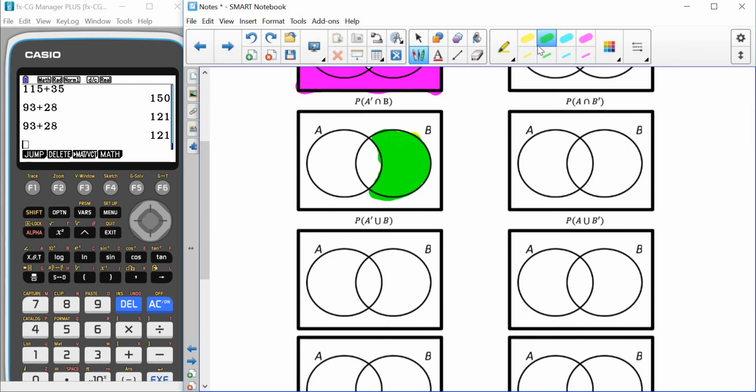Next, we're looking at not A or B, so we're going to start colouring that in the same way. So not A is everything outside of that A circle.